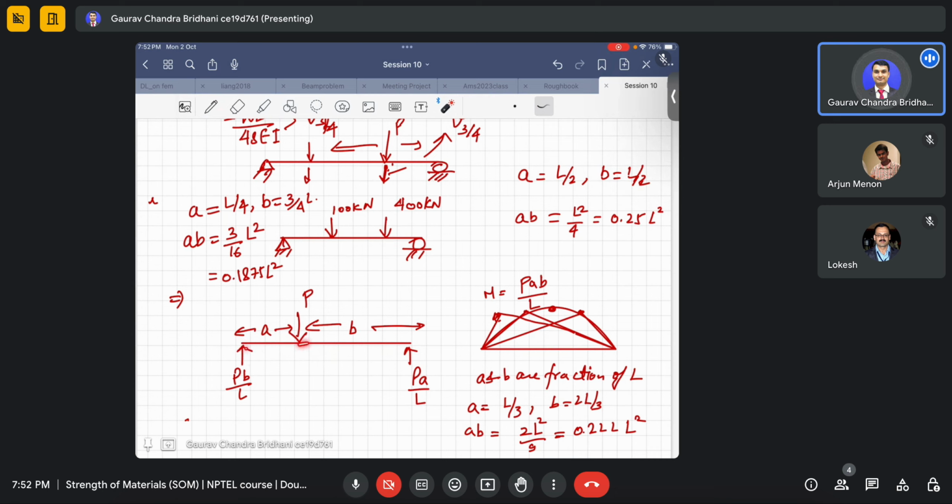So if I draw the elastic shape or elastic curve, it will be something like this. Because it will have higher deflection at this point, it should have the highest deflection, so it will be something like this. It will have very little slope here and very high slope here. If you move this point P here, then this end will have more slope and this end will have less slope.